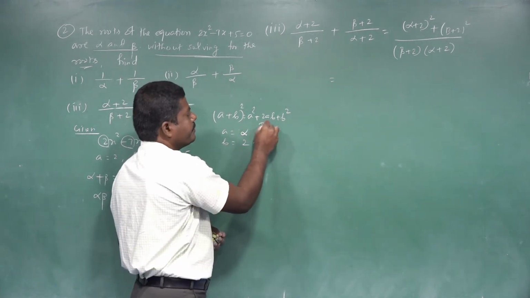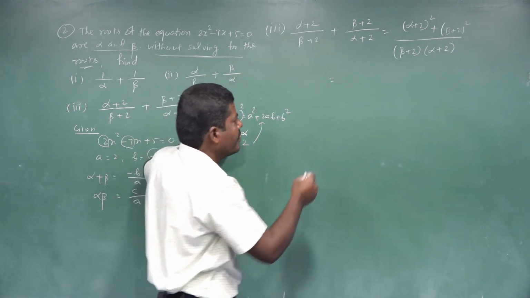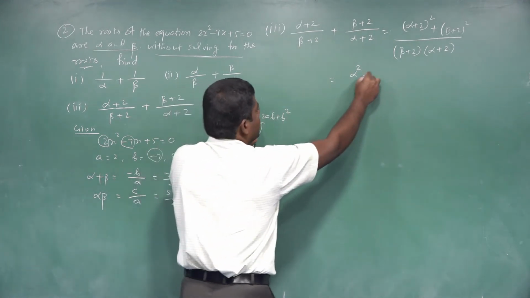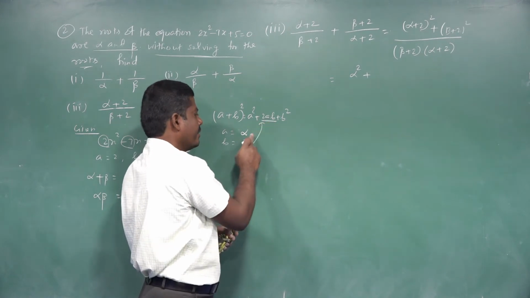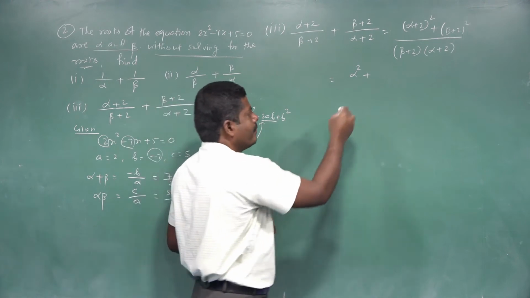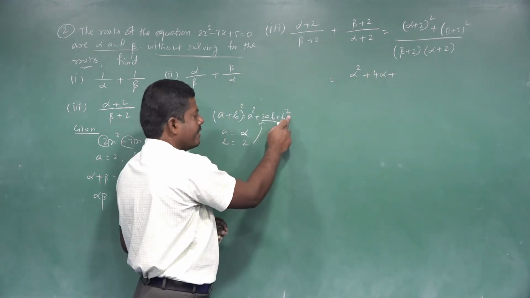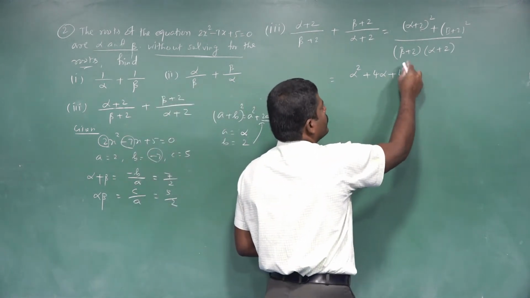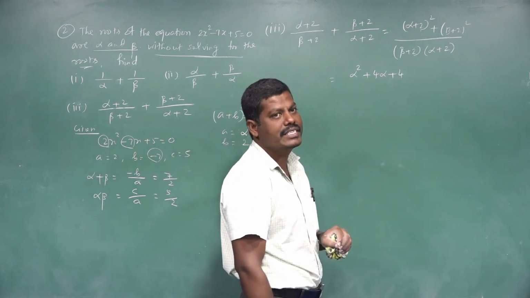So substitute. What we get? A square, the value of A is alpha, so alpha square. Alpha square plus 2 times AB. First you multiply A and B. What we get? 2 alpha. 2 alpha multiplied by 2, 4 alpha. Plus B square. The value of B is 2. 2 square is nothing but what? 4. So alpha plus 2 the whole square is over.